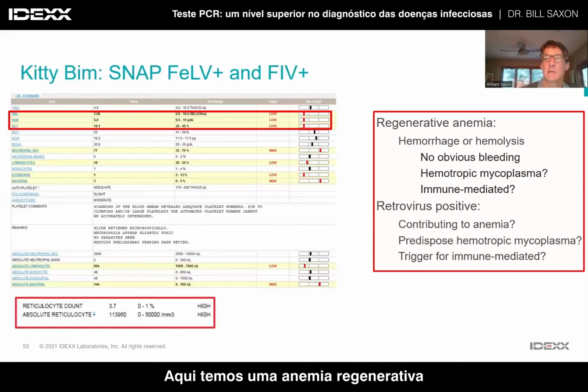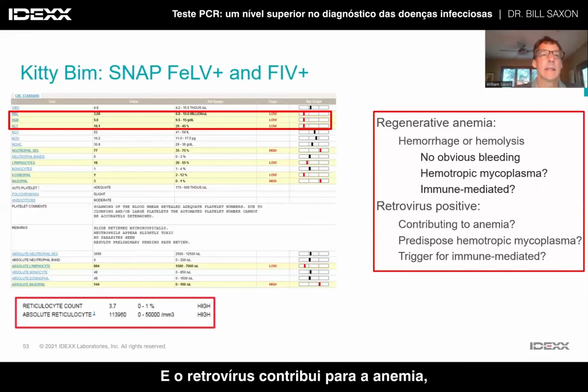So here we have a regenerative anemia, and that means we have either a bleeding patient or a patient that's hemolyzing. All right, those are the only two causes of regenerative anemia, hemorrhage or hemolysis. No evidence of bleeding, so hemolysis is more likely, and we have to determine why that is. Is it immune mediated? Has her retroviral status made her at risk for blood parasite, hemotropic mycoplasma infection?